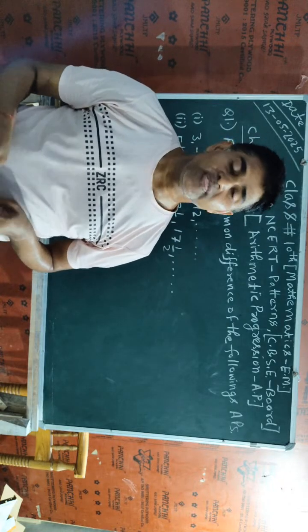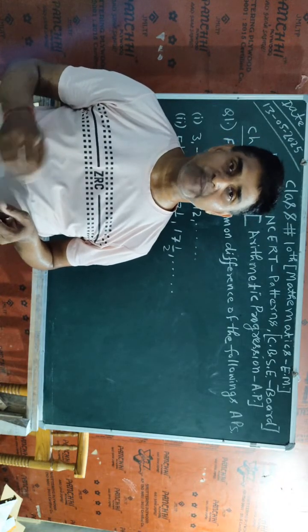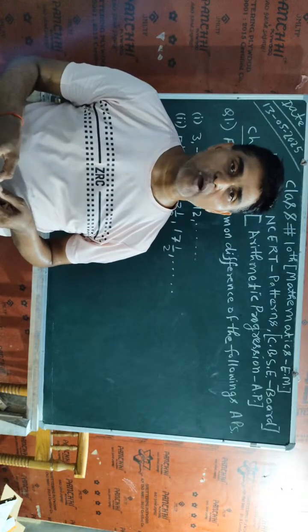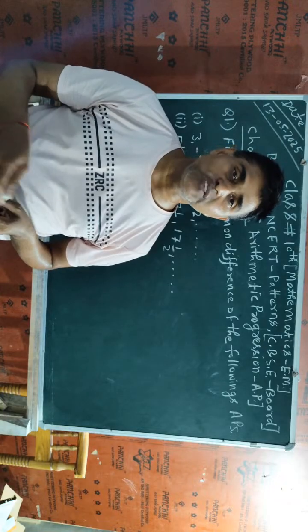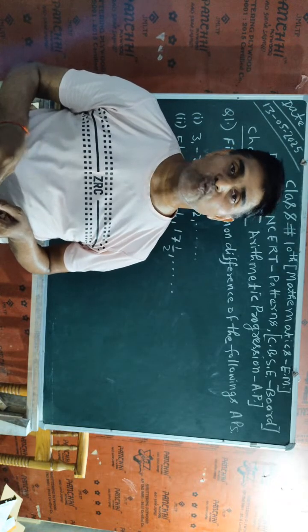That fixed number we have to obtain is also called the common difference. So if any sequence is given, we have to find its common difference.